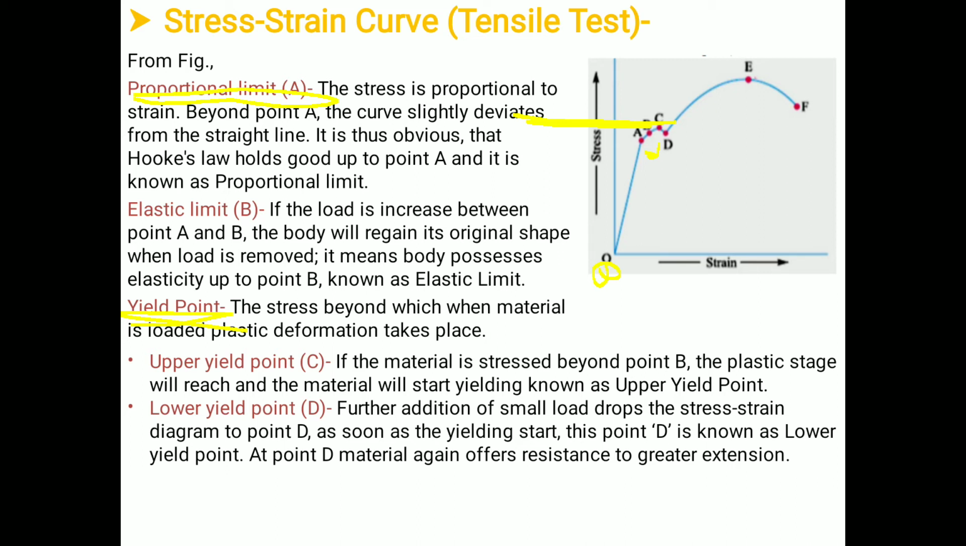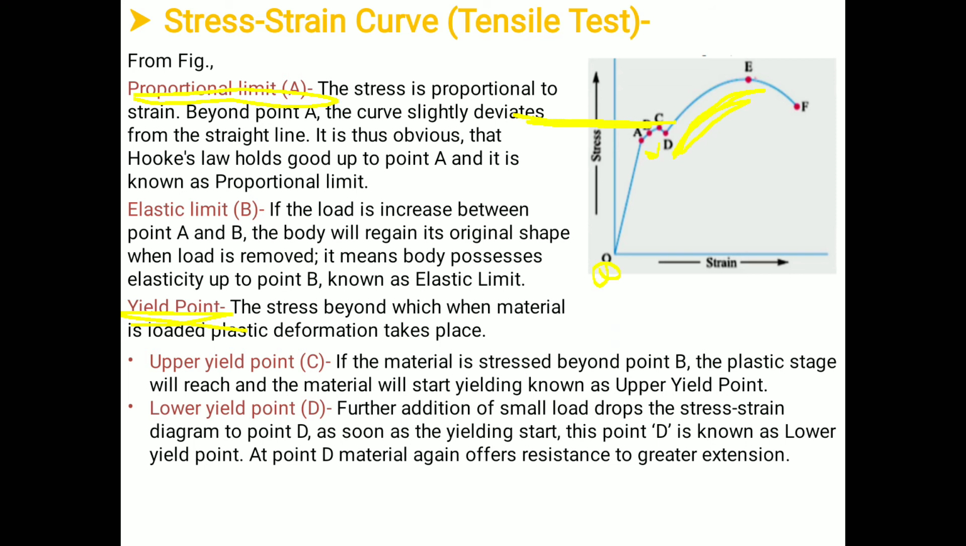Now point D is known as the lower yield point. At point D, the material again offers resistance to the greater extension, and therefore the stress at D is called the lower yield point. You can see from the figure that at point D, the material again starts offering resistance to the externally applied load. Therefore, that particular material starts taking the load again. You can observe this from D to E also.